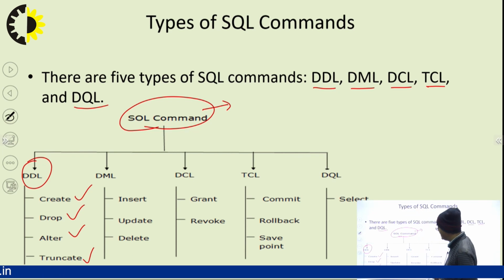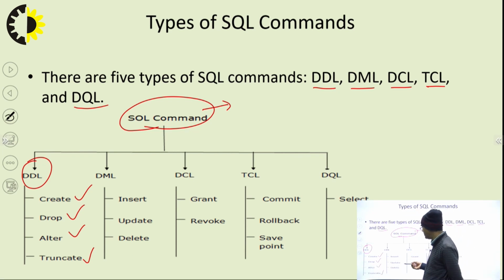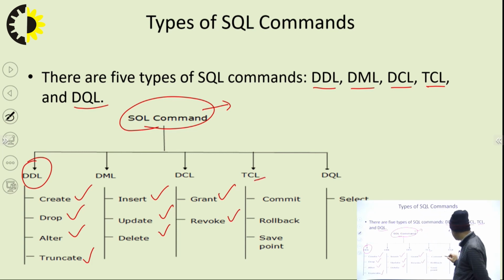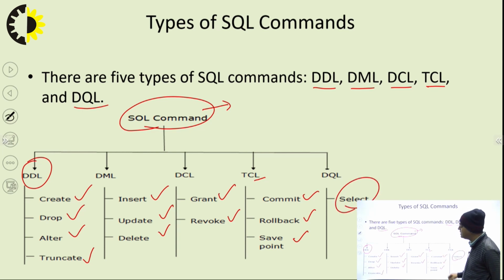Next one is DML, data manipulation language. I will discuss each one by one. It contains insert, update, delete. Next one is DCL. It contains the commands grant and revoke. And TCL contains commit, rollback, save point. And DQL contains select. This is the hierarchy of the SQL commands.